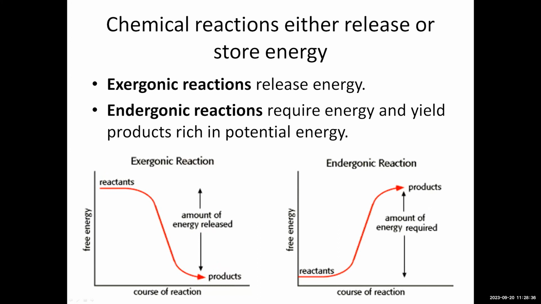You should understand the difference between an exergonic and endergonic reaction, and the relationship between the energy levels of the reactants and products. High energy reactants release energy to produce low energy products in exergonic reactions. Low energy reactants gain energy or have energy added to them to create high energy products in endergonic reactions. These reactions are often coupled together.